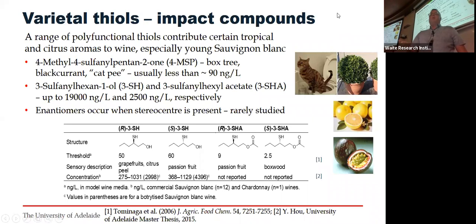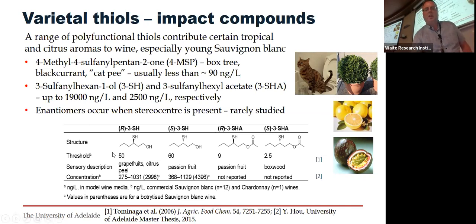So some of these compounds, or some of the main ones, are odor impact compounds. They impart, they're very powerful or potent odorants. You can see here 90 nanograms per litre, 90 billionths of a gram per litre, for what we call MSP, the cat pee compound, or it smells like box hedge or black currant or other things. So these are incredibly low concentrations that you find them at, but also their thresholds as well.